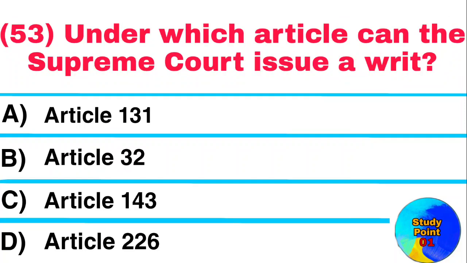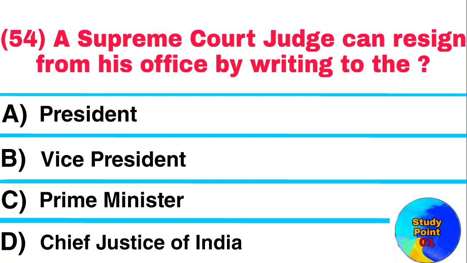Question. Under which article can the Supreme Court issue a writ? A. Article 131. B. Article 32. C. Article 143. D. Article 226. Answer. Article 32. Question. A Supreme Court judge can resign from his office by writing to the A. President. B. Vice President. C. Prime Minister. D. Chief Justice of India.